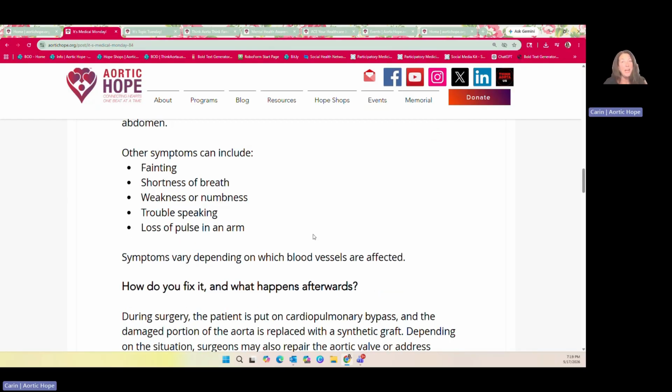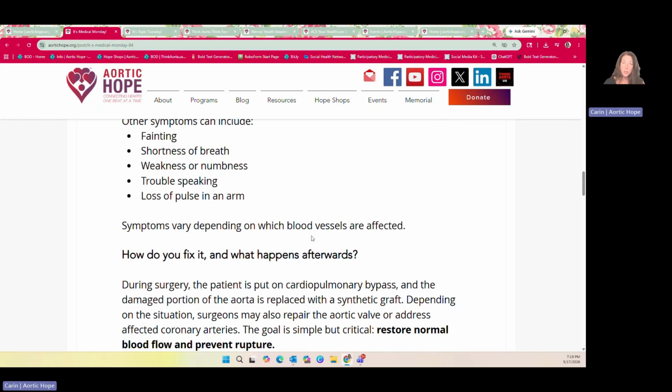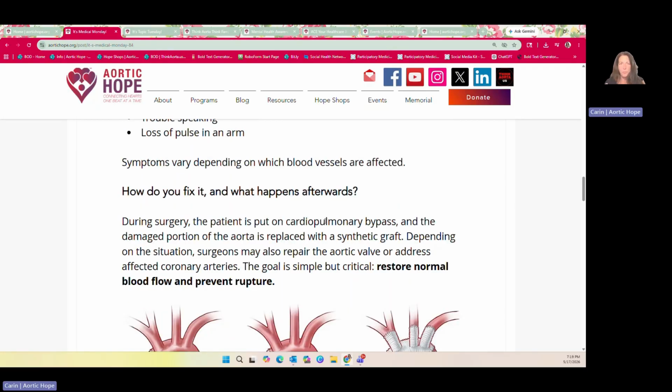So let's get back into how do you fix it? Ascending is going to be a surgical fix. When you are in the middle of surgery, you're going to be put on something called cardiopulmonary bypass. And the damaged part of the aorta is then going to be replaced with a synthetic graft. Depending on the situation, surgeons might also try to repair your aortic valve or address any issues potentially with a coronary artery. The goal is simple, but it's critical. The number one goal is to restore normal blood flow and to do what you need to do quickly to prevent a rupture.